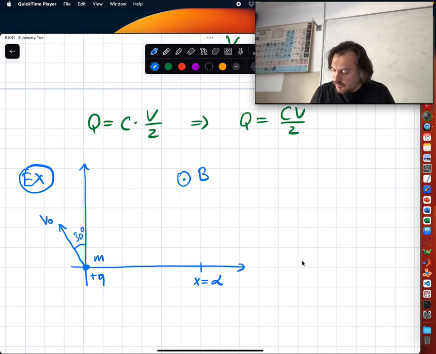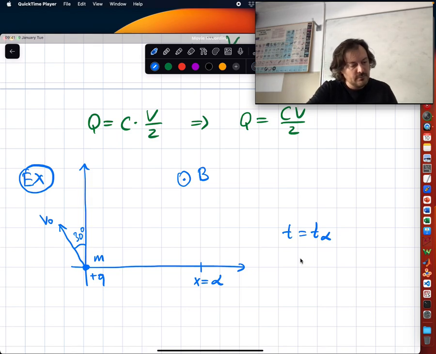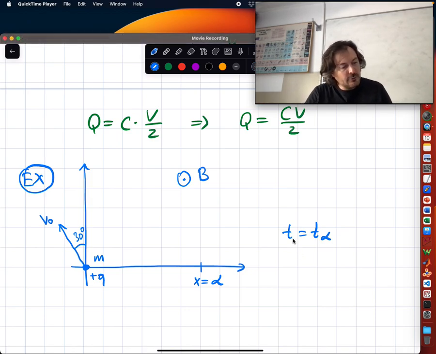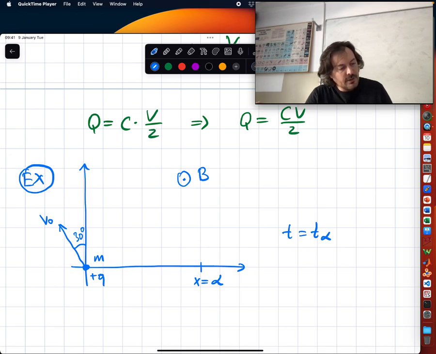At t equals t alpha, it will cross that point. Determine, in terms of Q, m, v0, B0, the value of alpha and the value of t alpha. Do you understand the question? The question is, what is alpha and what is t alpha?